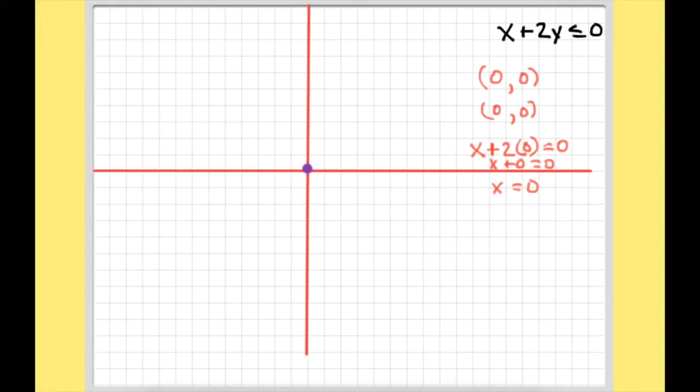Well, what I can do is plug in a value for x. So let's plug in 2 for x and see what comes out for y. Notice I'm using the equation, not the inequality. So I get 2y is equal to negative 2, which means y is equal to negative 1. So I have the point 2, negative 1 on my graph. Okay, so now I can use that to draw a line, and remember, since it's less than or equal to, I'm using a solid line.